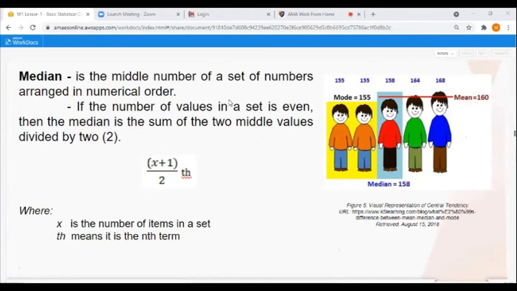Second is to determine if the number of items is odd or even. For an odd count, you just locate the middle position. And for an even count, you locate the middle position, then take the average of the two middle values. And that is your median.